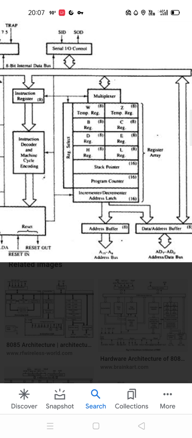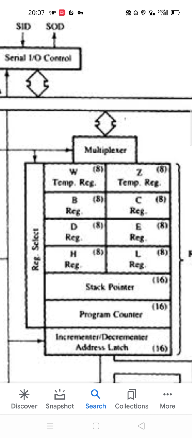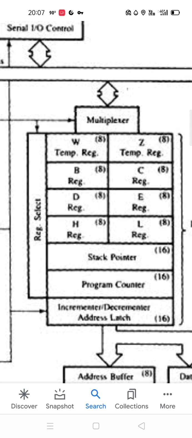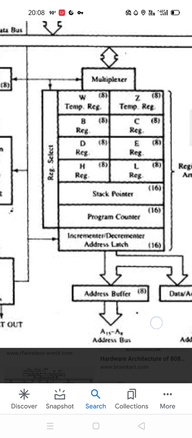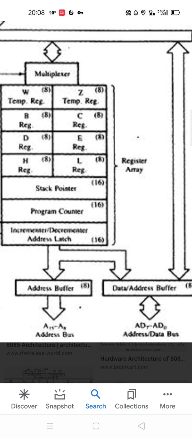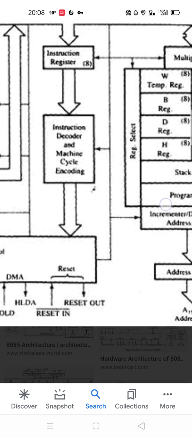Then you have what is called a stack register. Then you have what is called a program counter register. So the program counter is also a kind of register. Then you have an increment or decrement address latch. Okay, the address latch is there. Then you have a multiplexer to do all the things, and you have a register select, where you can select what kind of register you want. So then you have an address buffer, then a data address buffer.